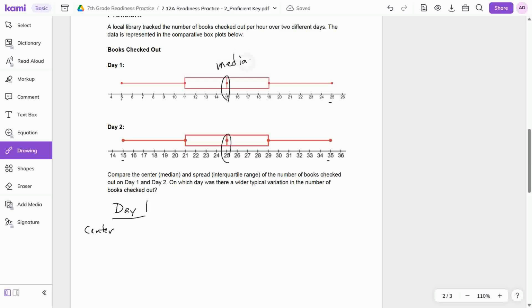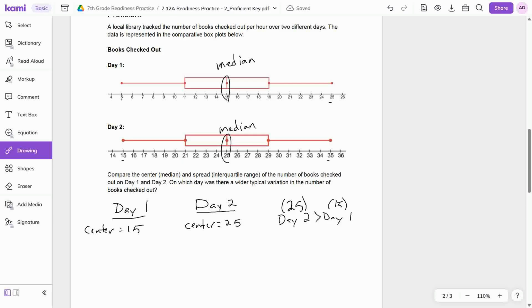So even though it looks like it's the exact same location, you have to take a look at the actual numbers below, and you'll see that on day 1, the median is 15, but on day 2, the median or the center is 25. So it's 10 points higher. Okay, so we can say that day 2 is greater than day 1, and that's going to be 25 and 15. So it's got a greater median number of books checked out on day 2 than day 1.